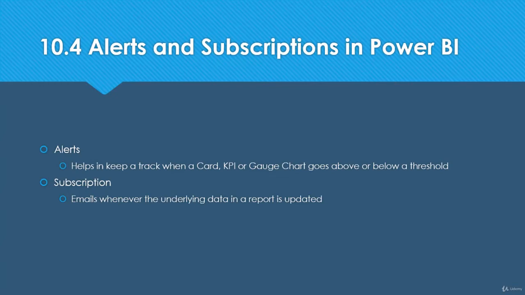So, say you have a KPI card or a gauge visualization in Power BI, and if it reaches above or below a certain threshold, you might want to stay alert. So the alert facility helps you keep track of whether your KPI reaches below or above a threshold level.